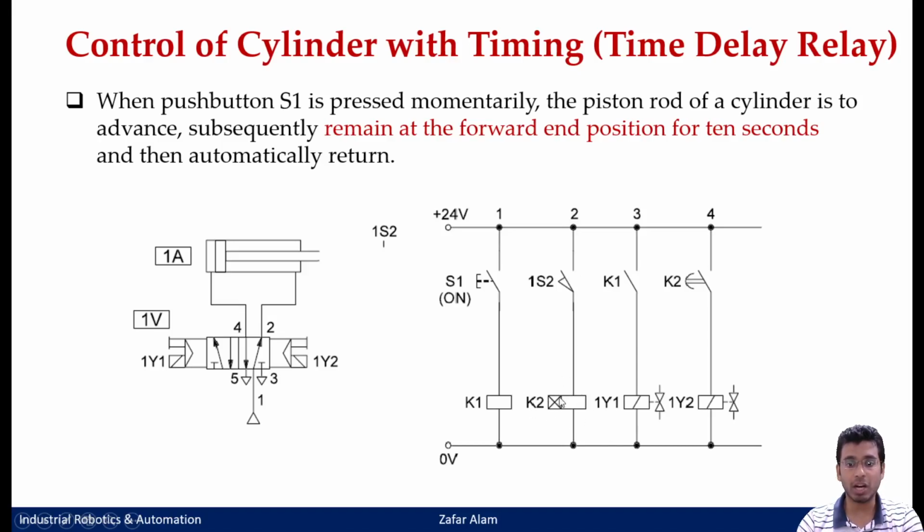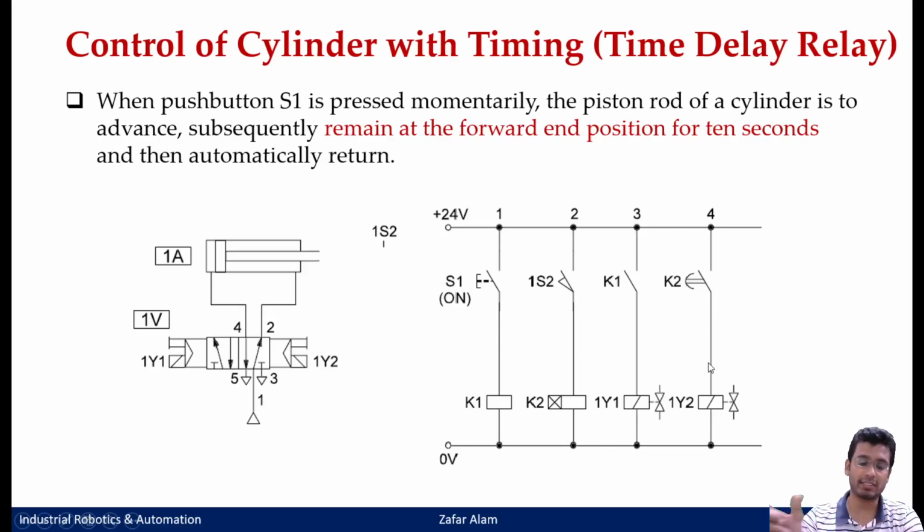Now the contact of K2, that is here, will only close once 10 seconds have lapsed. That means your relay will get actuated and your timer will start. Here you can set the time. The moment it is 10 seconds, only after 10 seconds, what would happen?